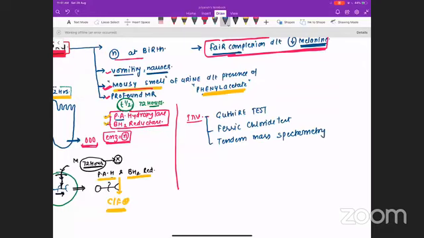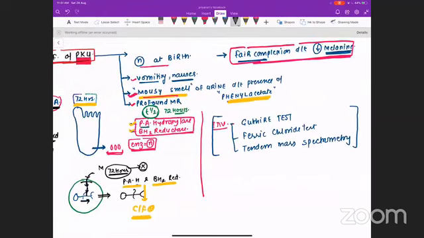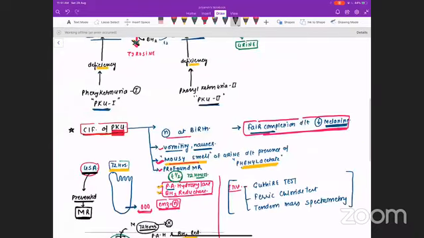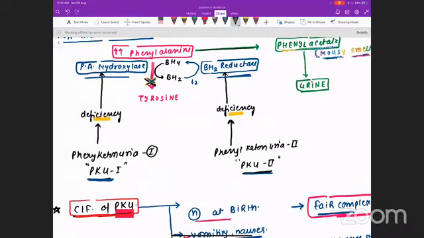Tandem mass spectrometry. So these are the various tests that can be done to confirm the diagnosis. Ultimately, the problem is that the phenylalanine is not getting metabolized, and that is leading to accumulation of phenyl acetate. So what we need to do in the treatment is avoid the phenylalanine.